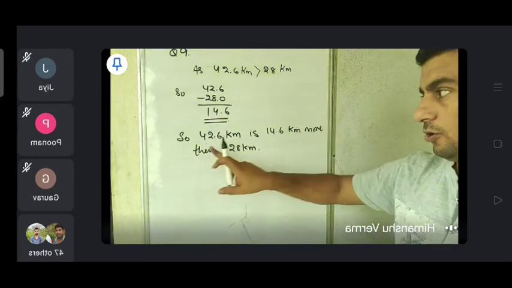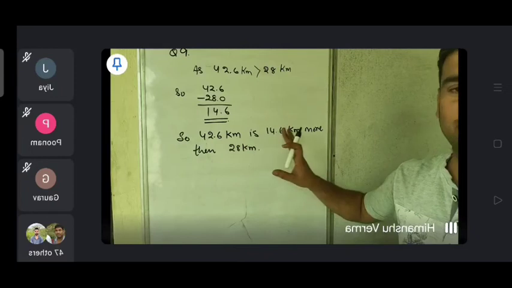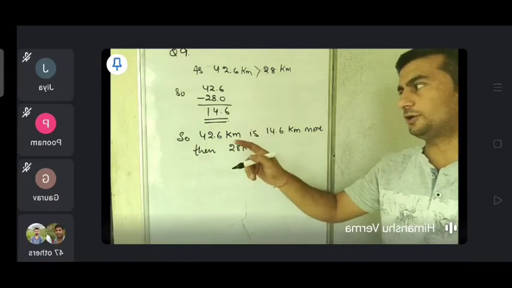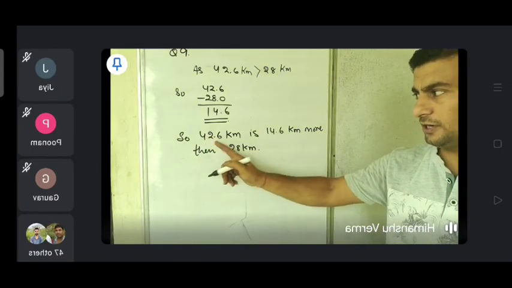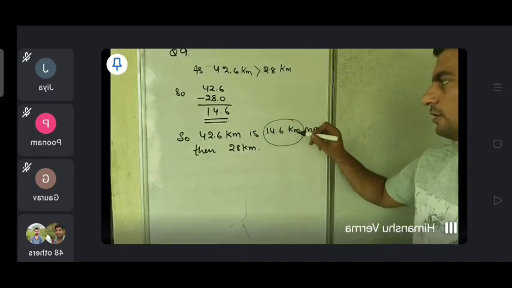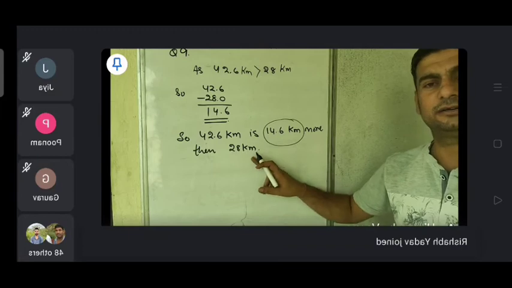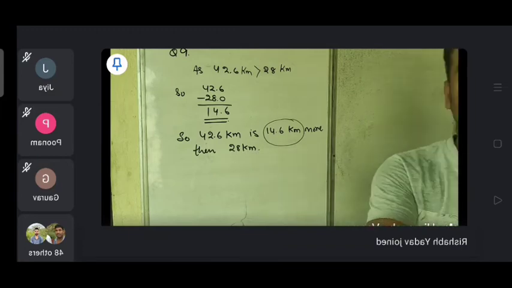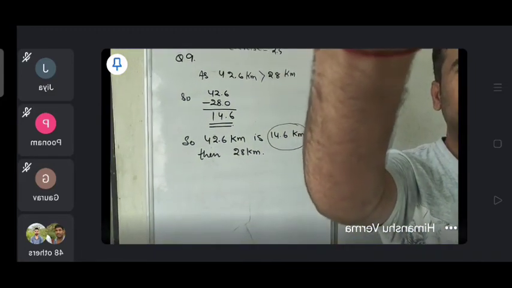So we can write the conclusion. We can conclude the question by writing: 42.6 kilometer is 14.6 kilometer more than 28 kilometer. Okay. So this is your question number 9.